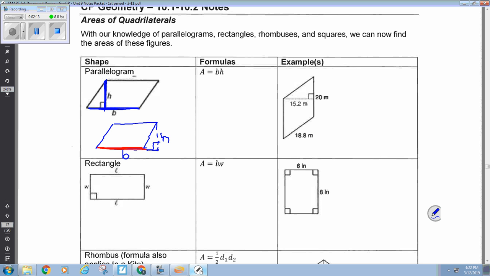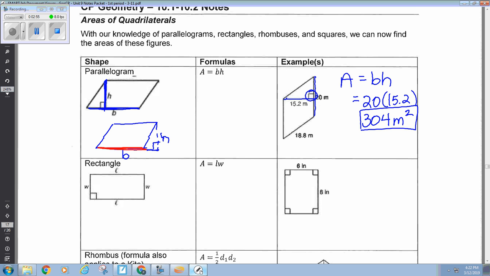So for this parallelogram, remember the base and the height are always connected by the right angle. So wherever the right angle is, the base and the height are connected to it. So you have a base of 20 and a height of 15.2. So area equals base times height. So that's 20 times 15.2, which you let the calculator do the work, gives you 304 meters squared. So parallelogram is simply base times height.